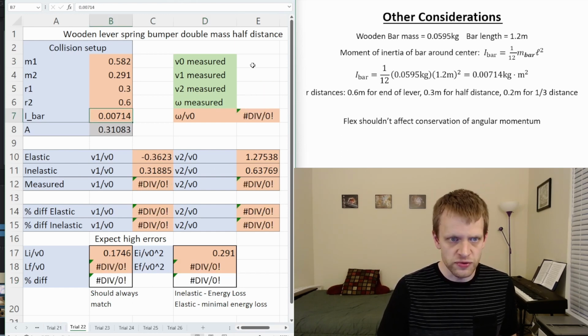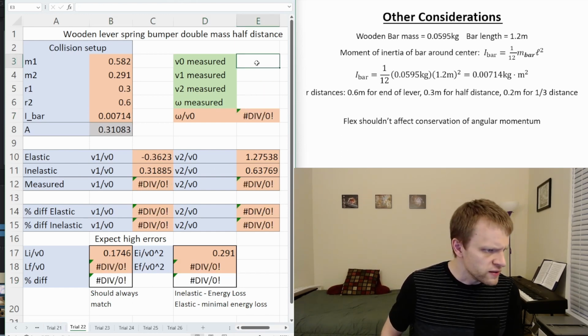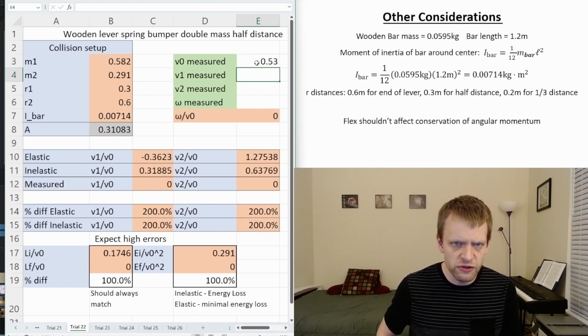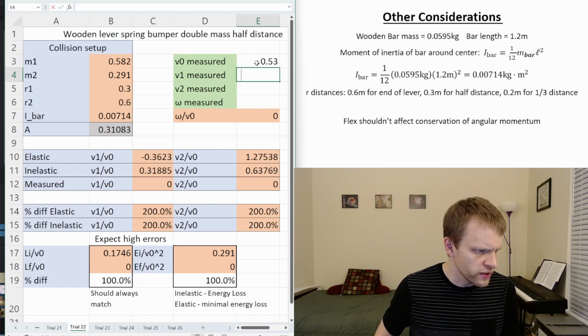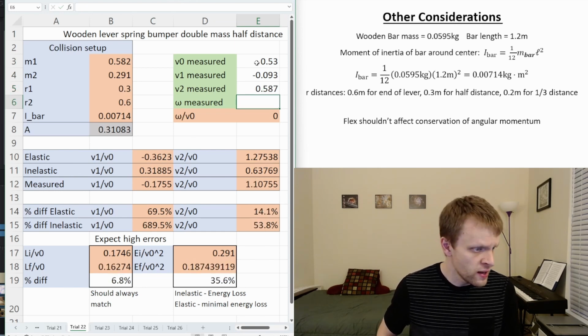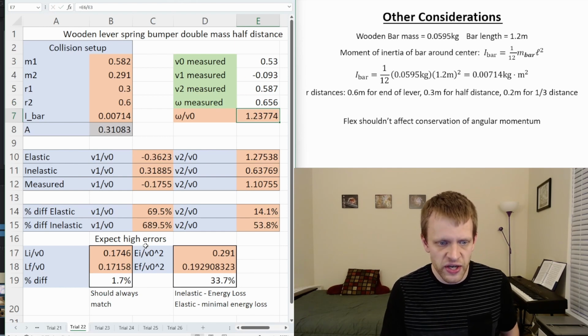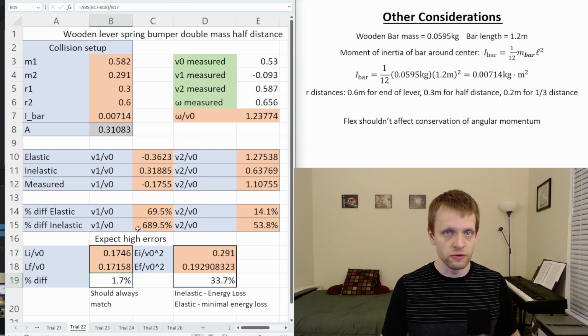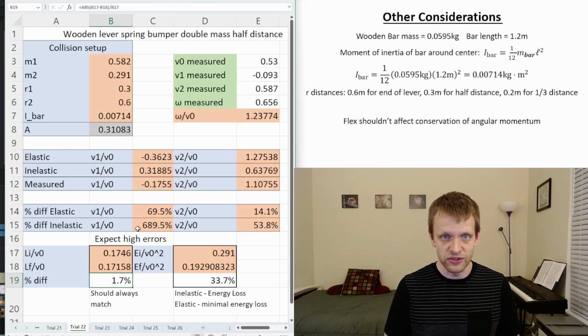Trial 22, same sort of thing. In this case, the initial velocity before the collision was 0.530. After, object 1 had a velocity of negative 0.093 meters per second. Velocity 2 is 0.587 meters per second. Angular velocity is 0.656 radians per second. Once again, angular momenta match up, and we get a similar amount of energy loss, and our velocity ratios are, again, inside of those expected ranges.